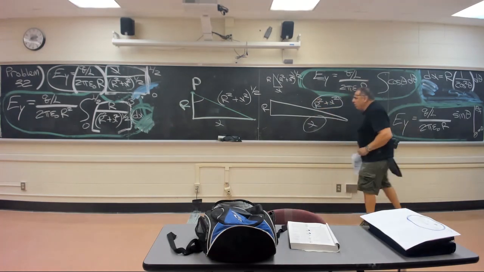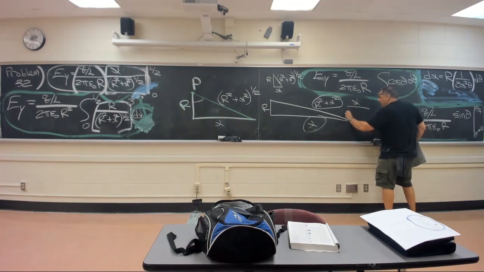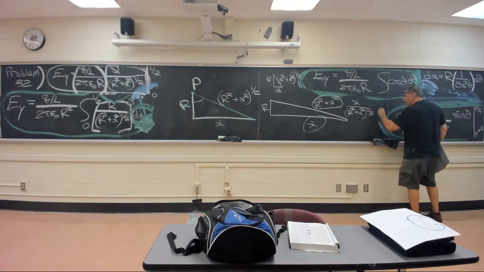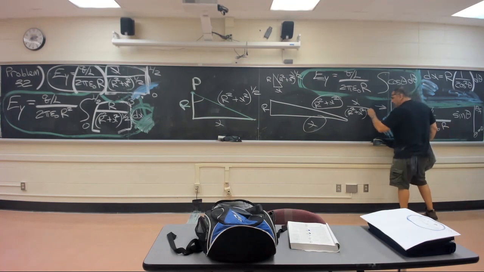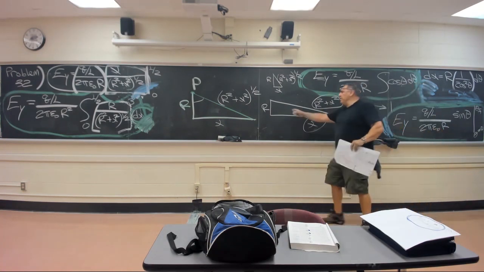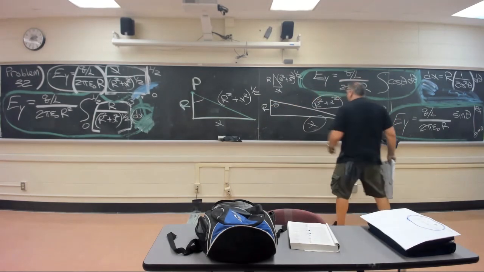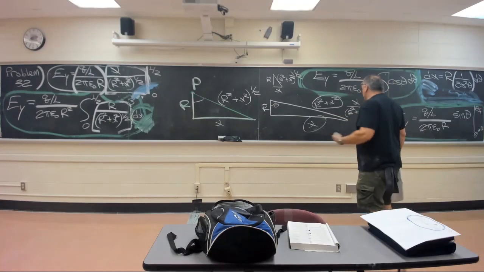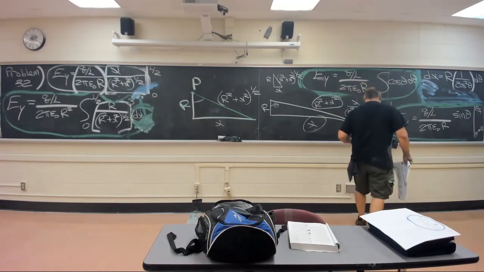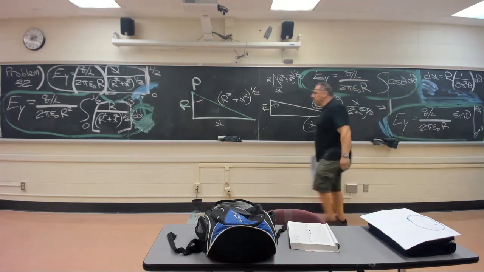The further out we go, the closer the ratio of X over R squared plus X squared to the 1/2 goes toward 1. The bigger this angle theta gets, and it's going to go to 90 degrees, the sine of 90 degrees approaches 1.